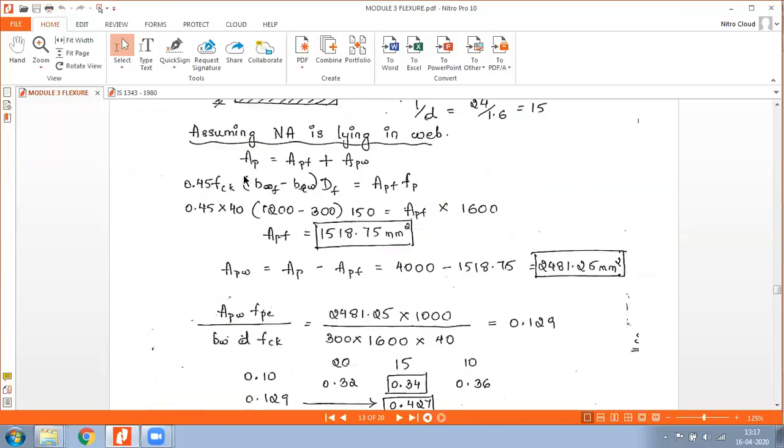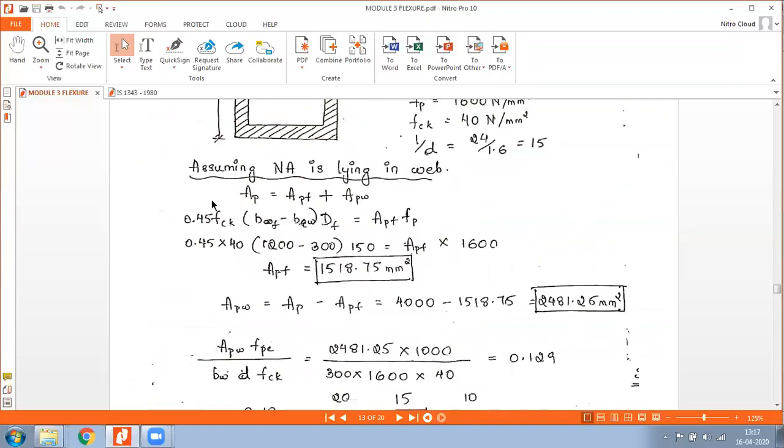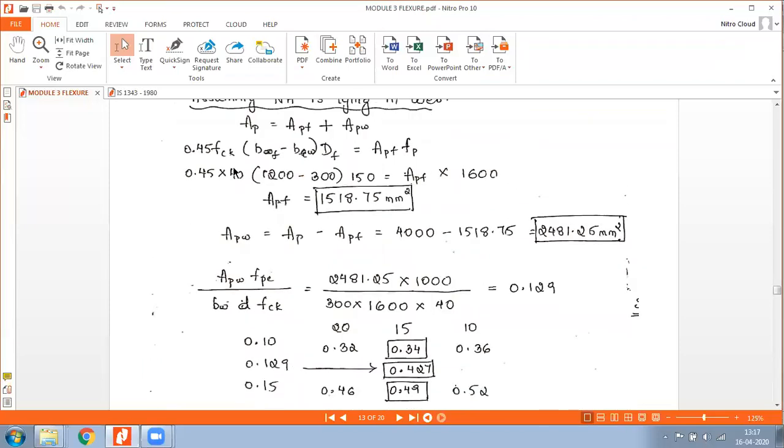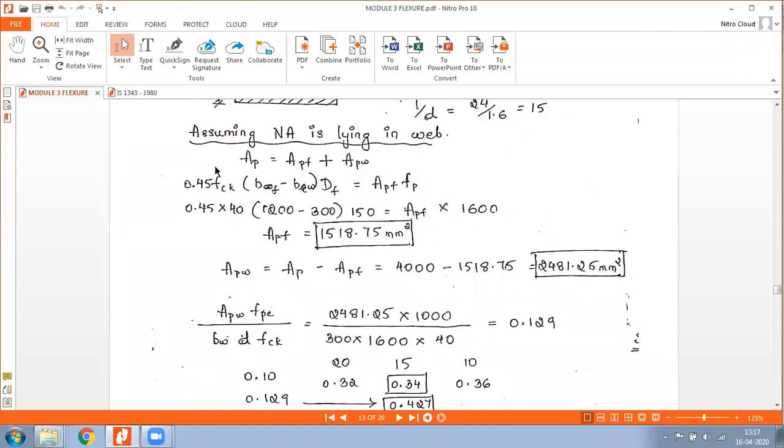What we have done here is also right, because we are proving here that XU is greater than the depth of the flange. Therefore the assumption will be right. Also we can prove that the neutral axis lies outside the flange. By assuming that the neutral axis lies inside the flange, we are going to prove that the neutral axis is going to lie outside the flange region. Then we need to assume the neutral axis lies inside the web. Both the procedures are correct.